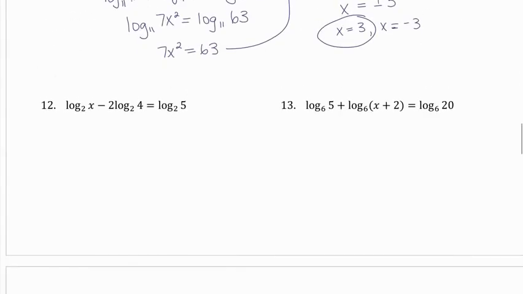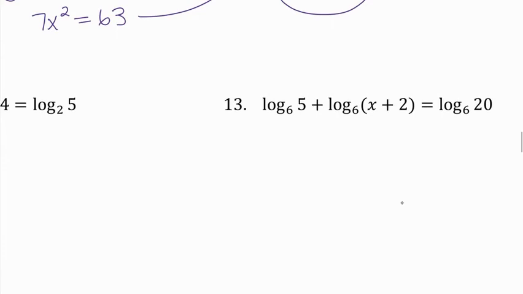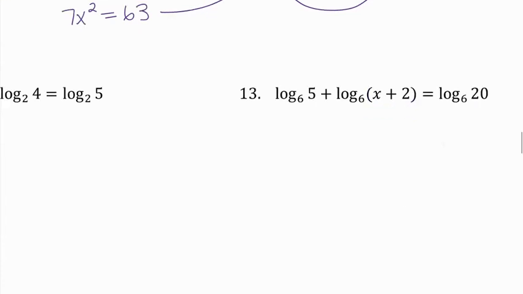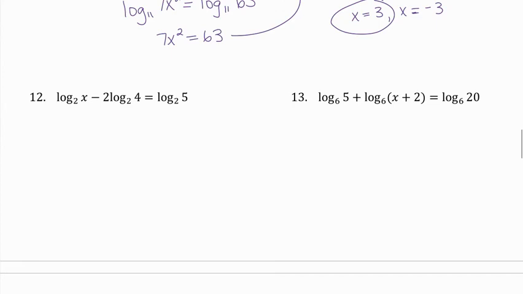I will say on number 13 here, be careful with x plus 2 in the parentheses. Don't break it up or anything. Just keep that as x plus 2. Okay, that's the only one I think might be a little bit tricky, but just follow your rules and you'll be fine.